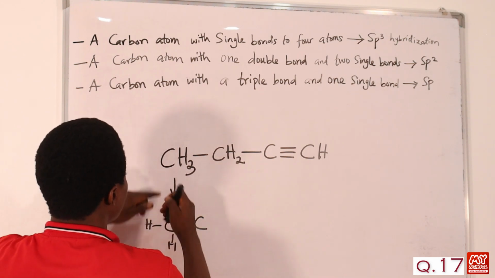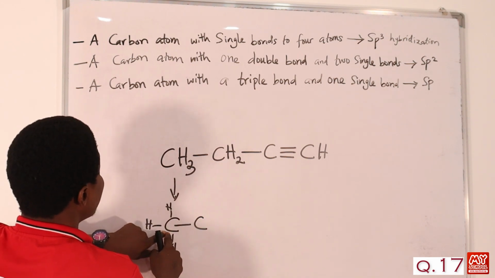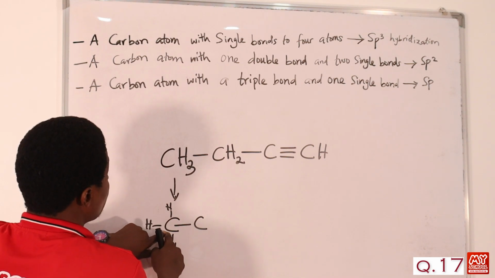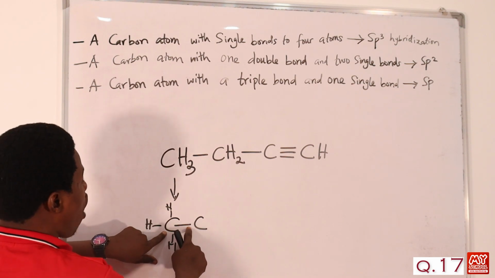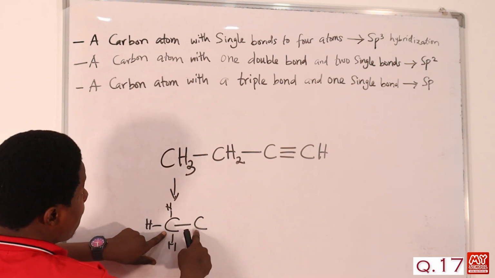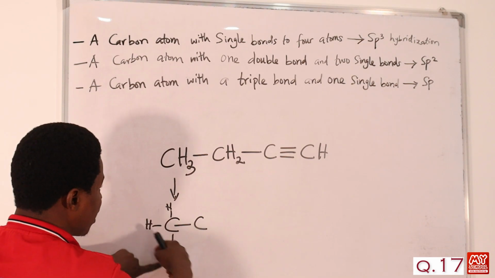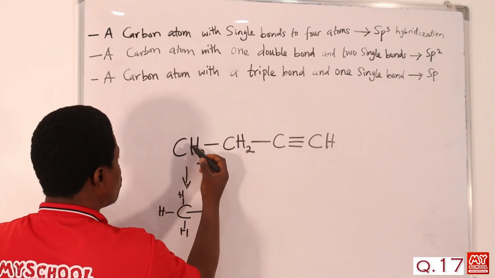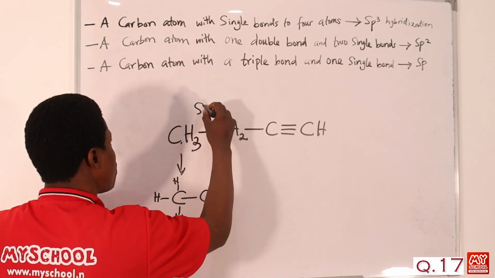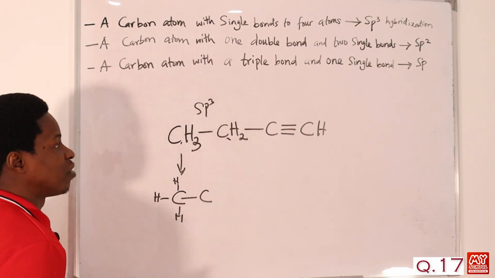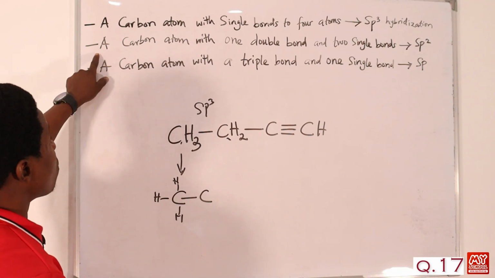So whenever we have a carbon atom that has single bonds, bonded to 4 atoms, 1, 2, 3, 4, we always have sp3. Which means at this point, between this first carbon and second carbon here, we have sp3 hybridization. Okay, so I'll move on to the second one.